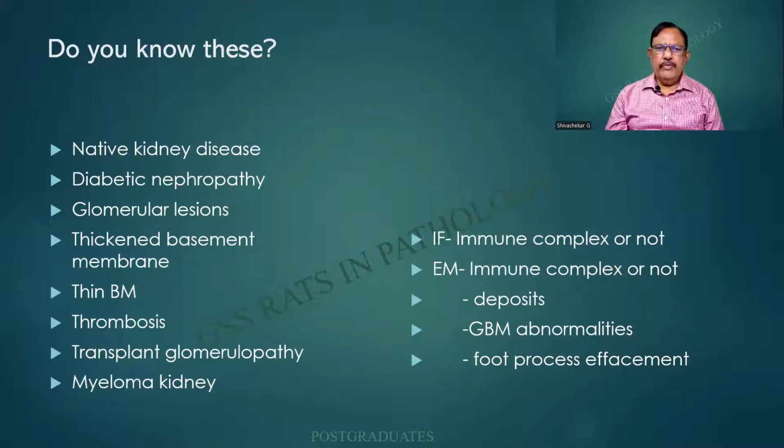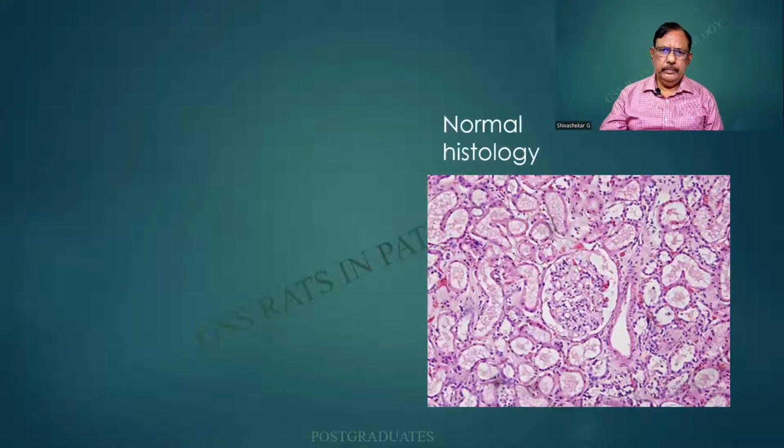Again, a lot of terms are here which I have numbered, and I will also be illustrating on the screens. For example, the thickening of the basement membrane, a thin basement membrane, immunofluorescence, electron microscopy, so on and so forth. A normal histology, you people are all very familiar with, no more wastage of time.